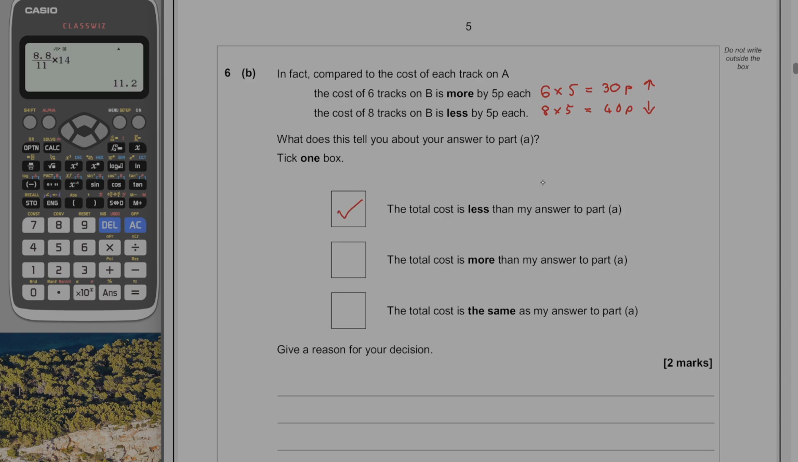Give a reason for your decision. Well, this is really my reason, and I can describe it. But I can just give the overall statement. It would be 10 pence less. That would be absolutely fine because I've justified it here. I could go into detail. I could say the cost of 6 tracks being more by 5 pence would create 30p more. The cost of 8 tracks being less by 5p would create 40p less. So overall, it would be 10 pence less. But that's in effect what I've done there. So that's absolutely fine.